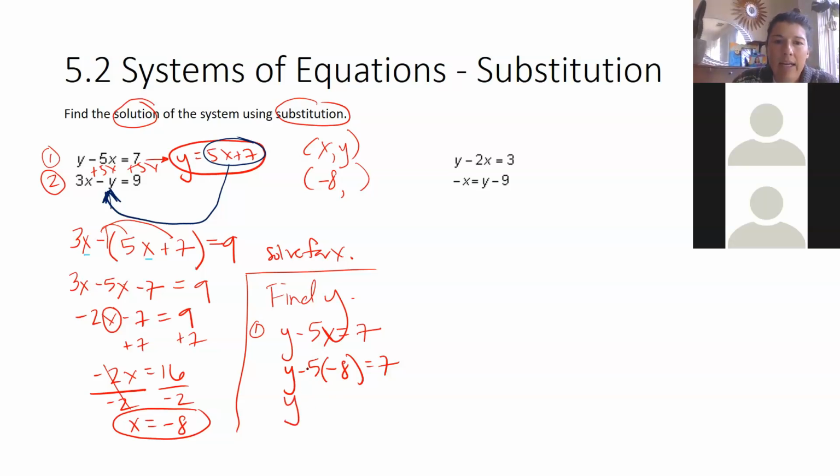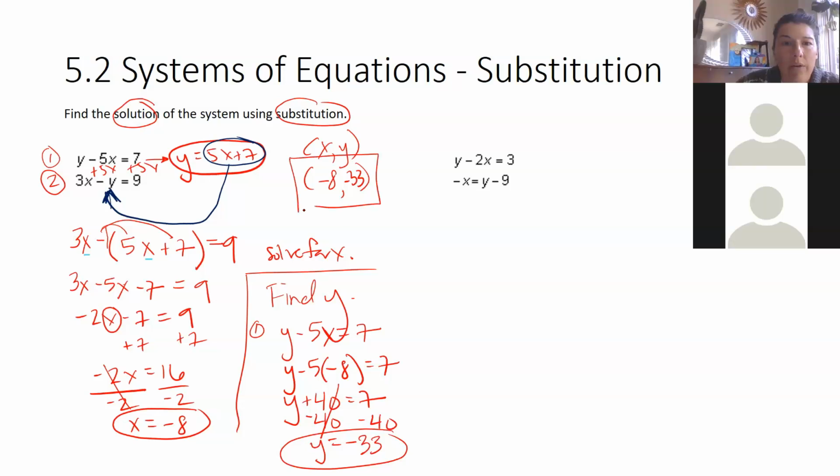I have y. -5 times -8 is positive 40. So I now have y plus 40 equals 7. I'm going to subtract 40 from both sides. And I get y equals -33. So our solution is (-8, -33).